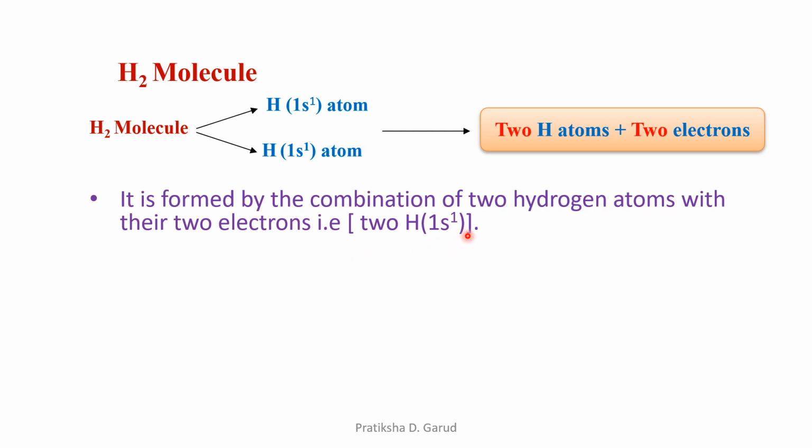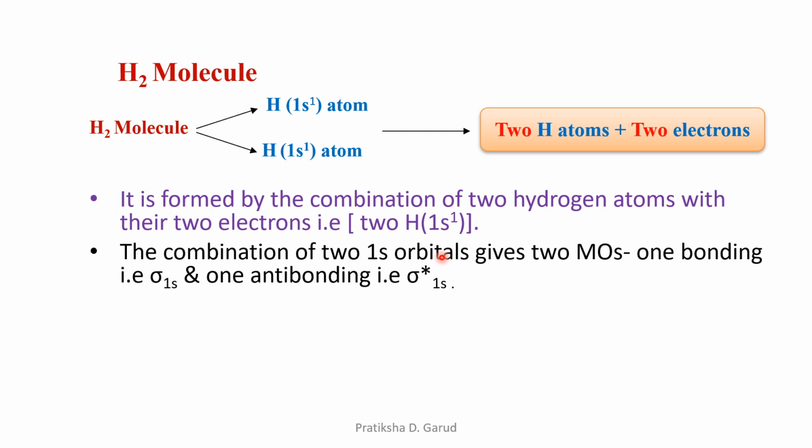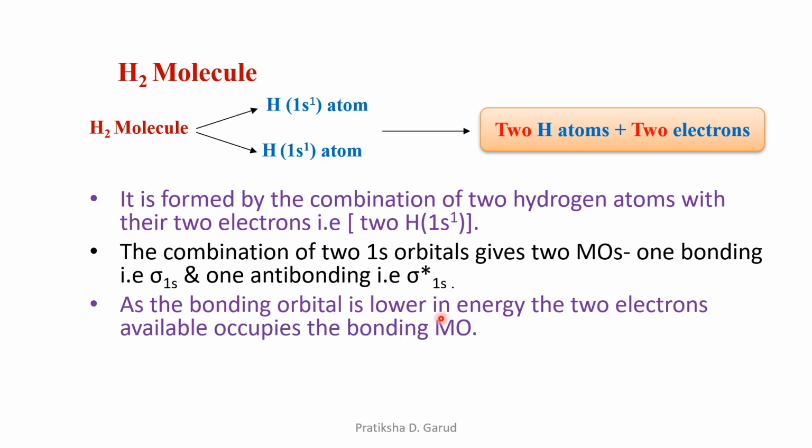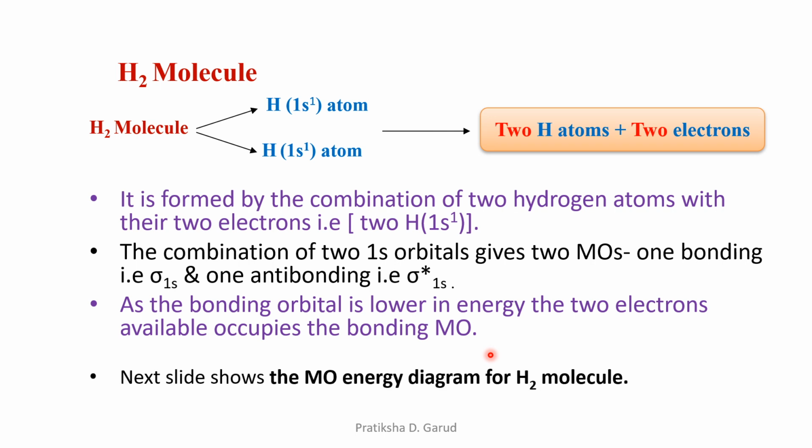Each hydrogen atom has the electronic configuration 1s1. The combination of the two 1s atomic orbitals gives two molecular orbitals. One is bonding, with the symbol sigma 1s, and the other is anti-bonding, with the symbol sigma asterisk 1s. Now there are two electrons. While filling them, the bonding orbital is lower in energy, so the two available electrons occupy the bonding molecular orbital only. Based on this, let us see the MO energy level diagram for the H2 molecule.